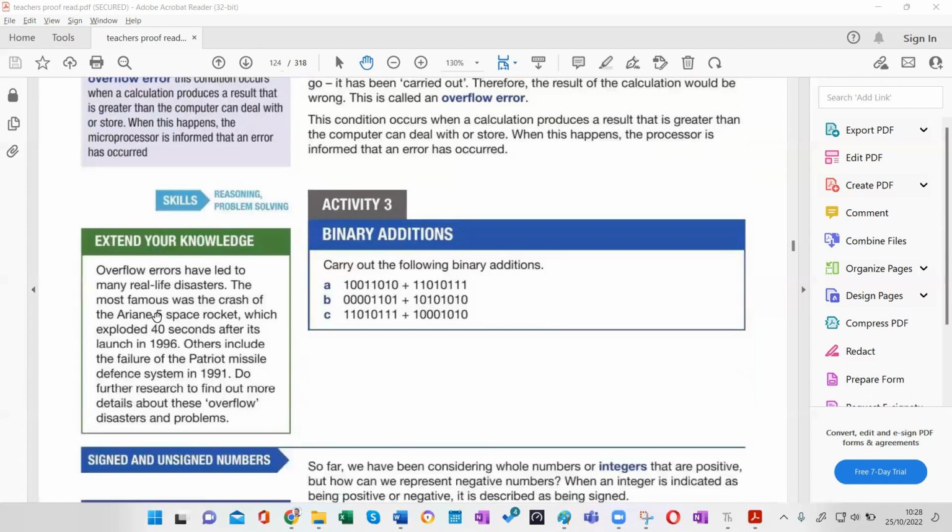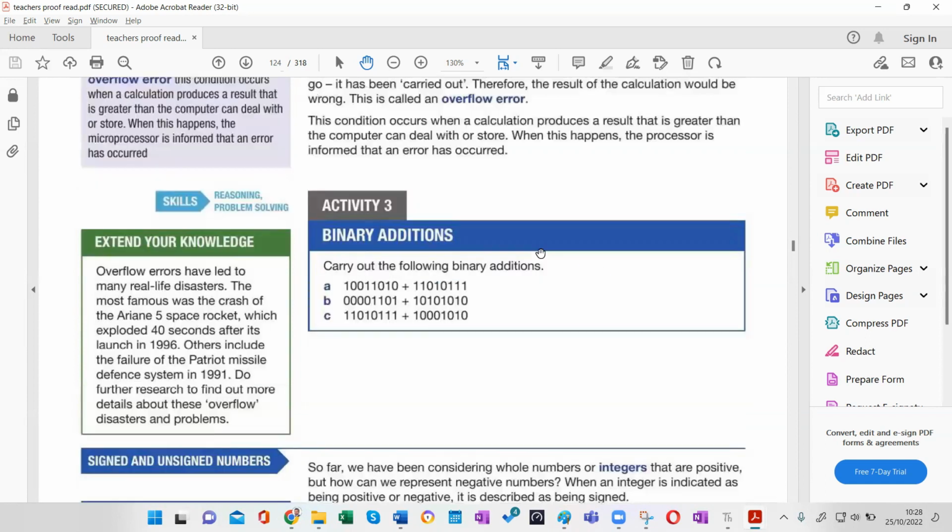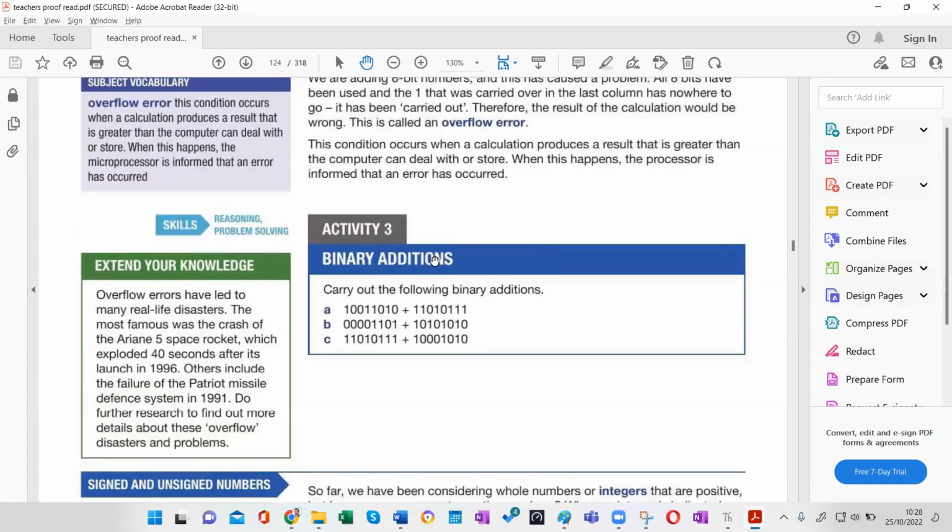Okay. Now see the consequences, right? Overflow errors have led to many real-life disasters. The most famous was the crash of Ariane 5 space rocket, which exploded 40 seconds after its launch in 1996. Others include the failure of a Patriot missile defense system in 1991. Do further research to find out more about overflow error. That's crazy, right? Just 1 bit causing this much of a disaster is unbelievable. Okay, so that's called overflow error.